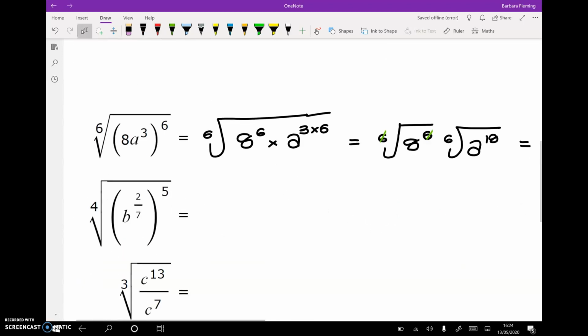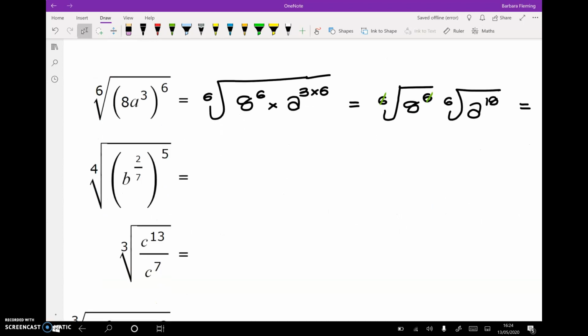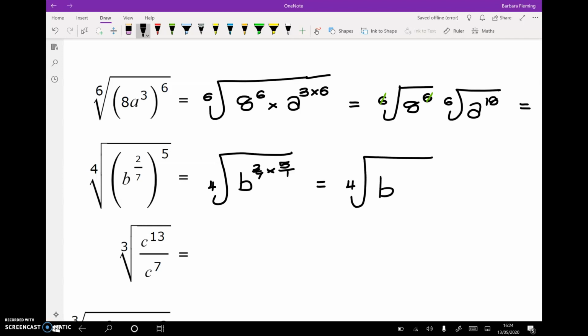All right, our next one here, again, we've got a bracket to deal with. So the 4th root of, and we have b to the power of 2/7 times by 5. Now remember, any whole number you can write as over 1. That might help us out whenever we're multiplying that. And that equals the 4th root of b to the power of, well, 2 times by 5 is 10, and 7 times by 1 is 7.